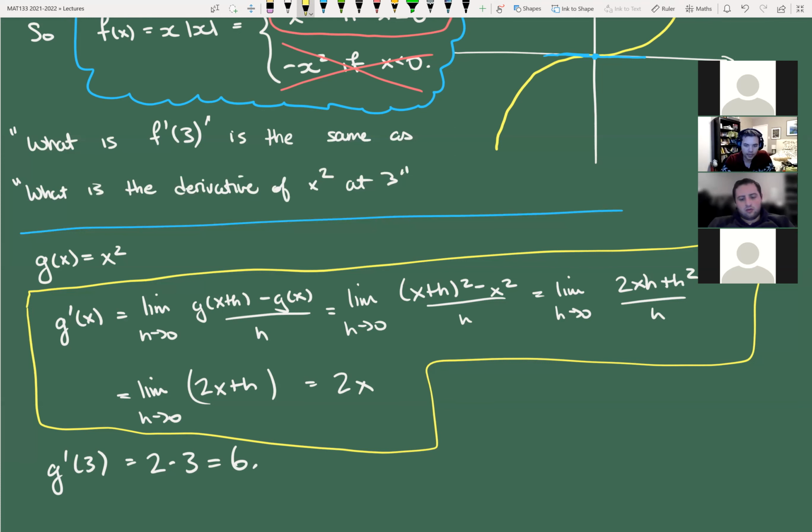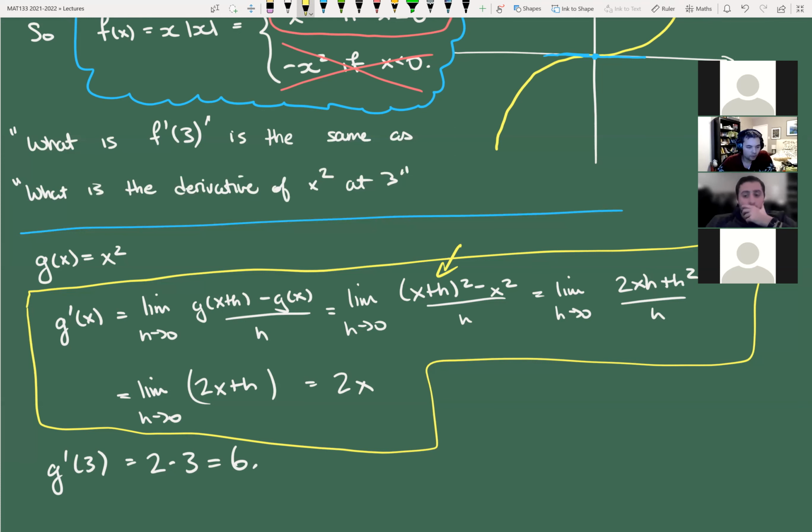How do you get 2xh? So expand out the x plus h squared, right? Actually just try to do this computation and see if you can work it out. Actually do expand out x plus h squared, subtract x squared, and you'll see the 2xh come out.